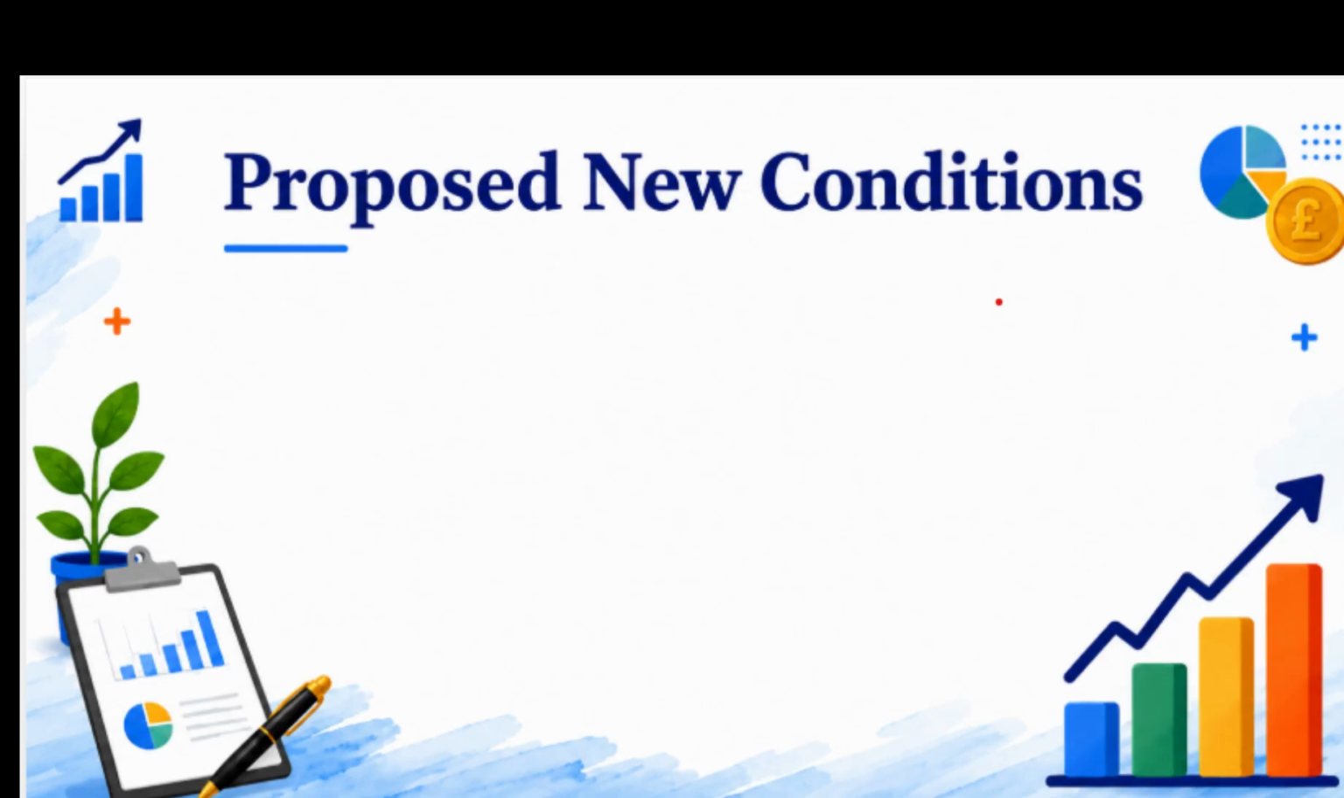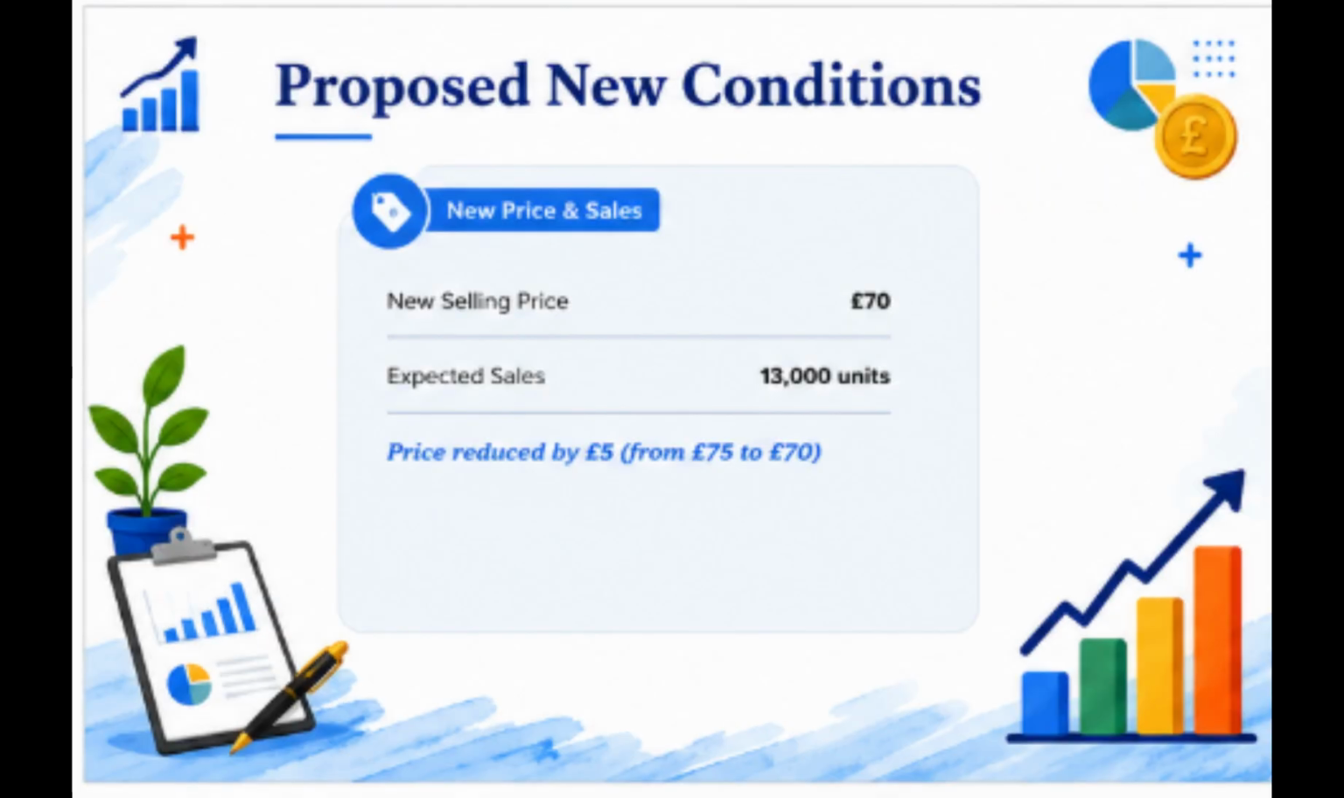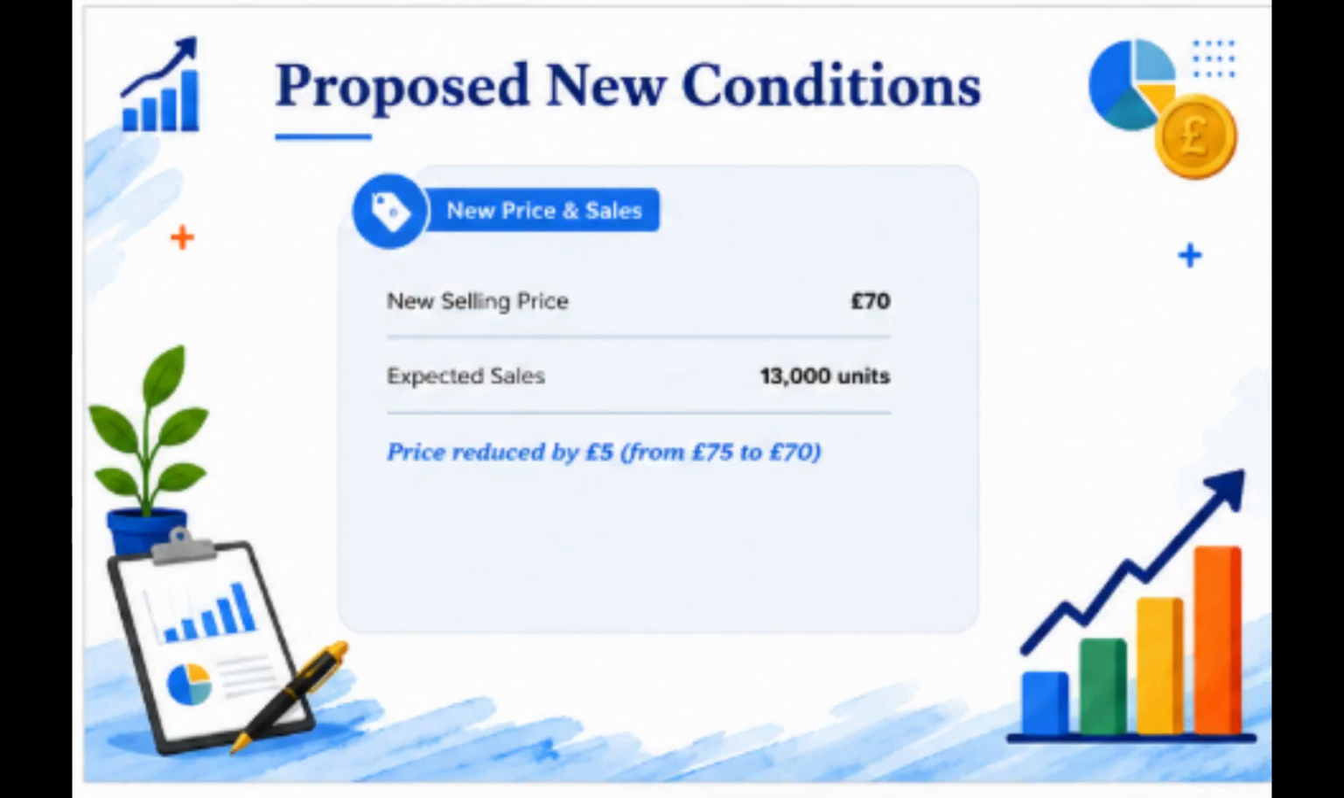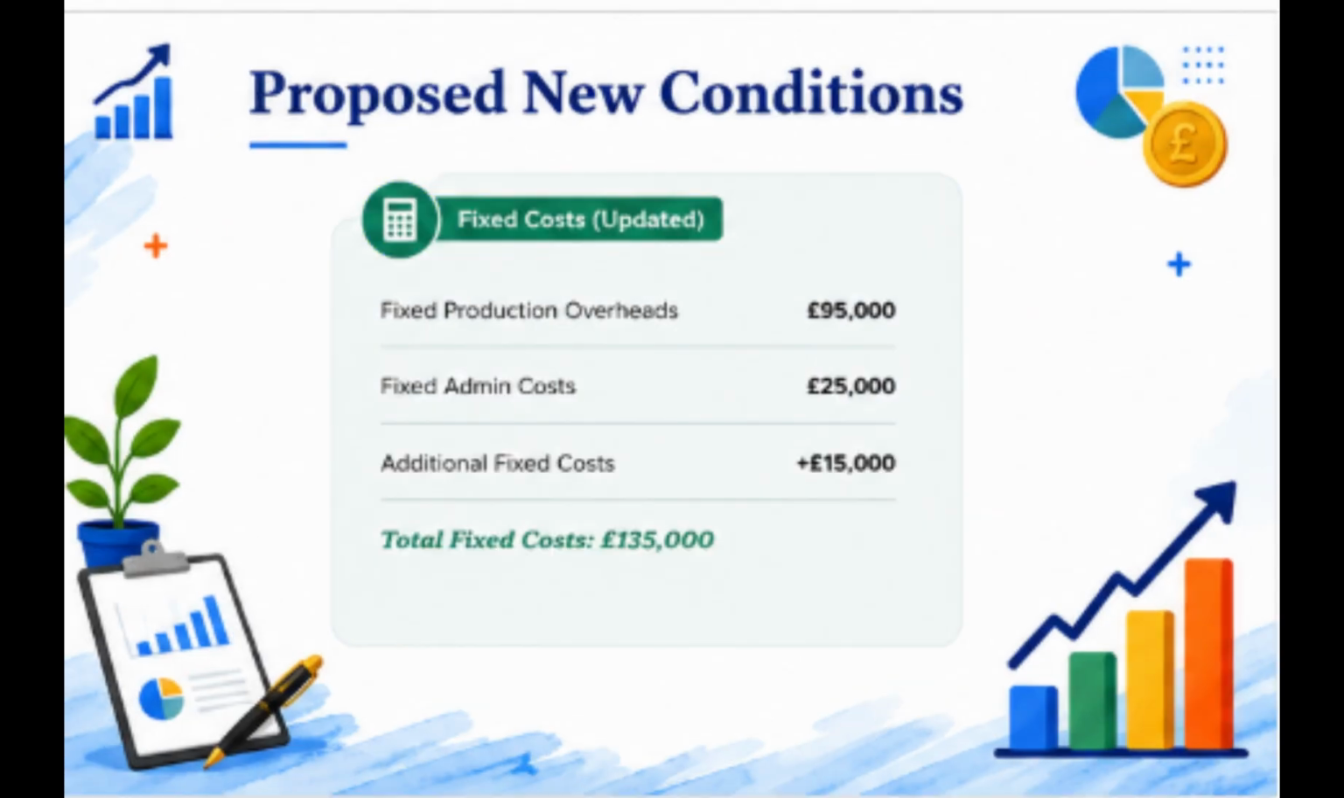Management is considering reducing the selling price from £75 to £70 per unit. As a result of the lower price, sales are expected to increase from 9,500 units to 13,000 units. However, the proposal will also increase fixed costs by £15,000. The key question is whether the additional sales will be enough to increase profit.